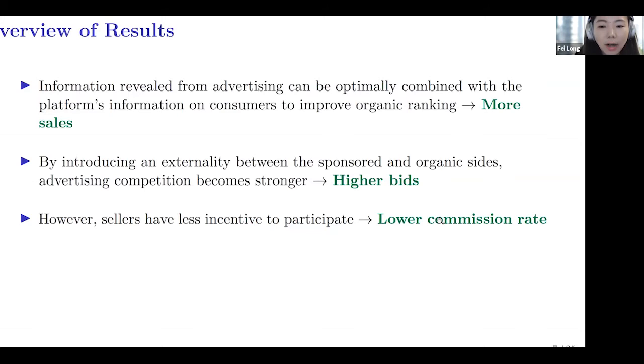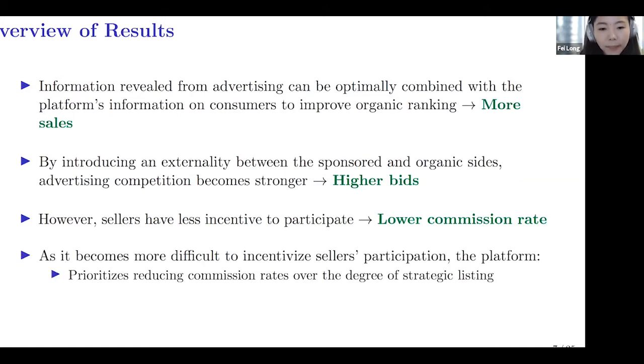And what I'm going to get is the optimal marketplace design depends critically on sellers' alternatives, or sellers' opportunity cost. As it's getting more difficult to attract sellers to sell at Amazon, Amazon can do two things to attract sellers. They can either reduce the commission rate, which means for every dollar a consumer buys, it's going to give sellers some more. Or it can reduce the degree of strategic listing, which means I'm going to rank organic results less dependent on sellers' bids. And this is going to soften the advertising competition and give sellers more profits.